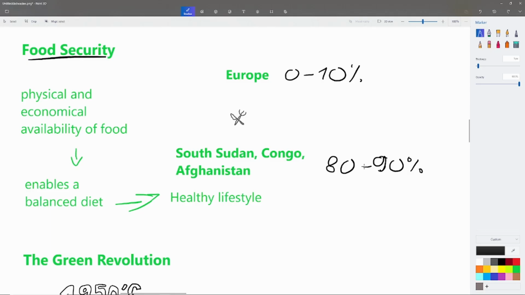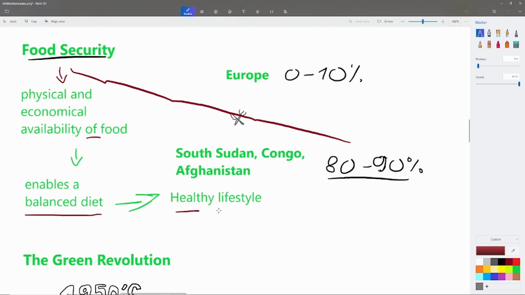This means that in South Sudan, Congo and Afghanistan, about 80 to 90% of people lack food security, which means that they don't have physical and economical access to food, which means that they can't have a healthy and balanced diet, and they can't have a healthy lifestyle as well.